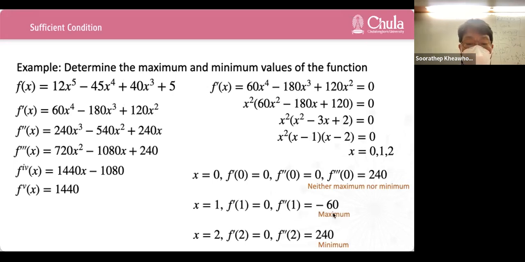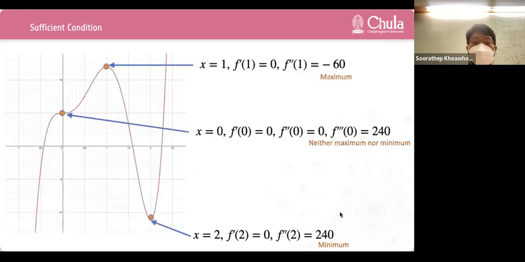So, do you check the value? Yeah. When x is 1, the second order derivative is negative. So it's a maximum point, okay. And the other case is a minimum point because the second order derivative at that point is positive. Okay, so we can see it from this graph.